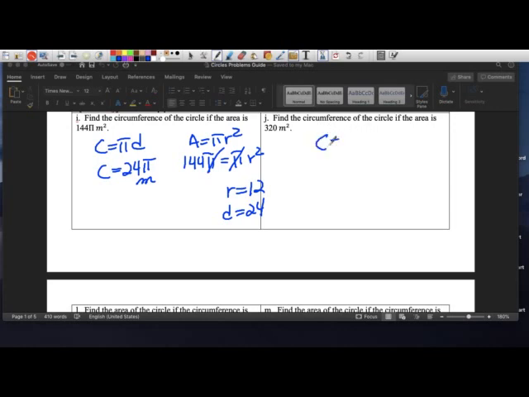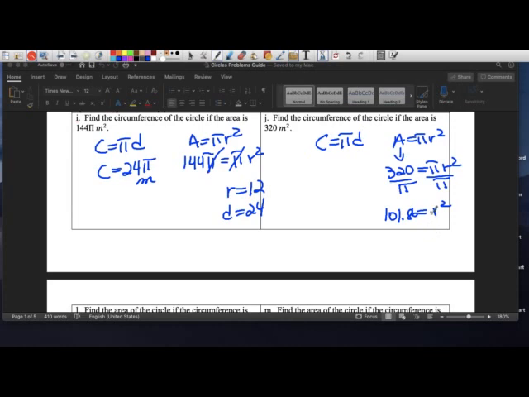Find the circumference of the circle if the area is... This one is the same problem, except the area here is numerical, it's not in terms of pi, so we actually have to divide it by pi. So 320 divided by pi equals 101.86.